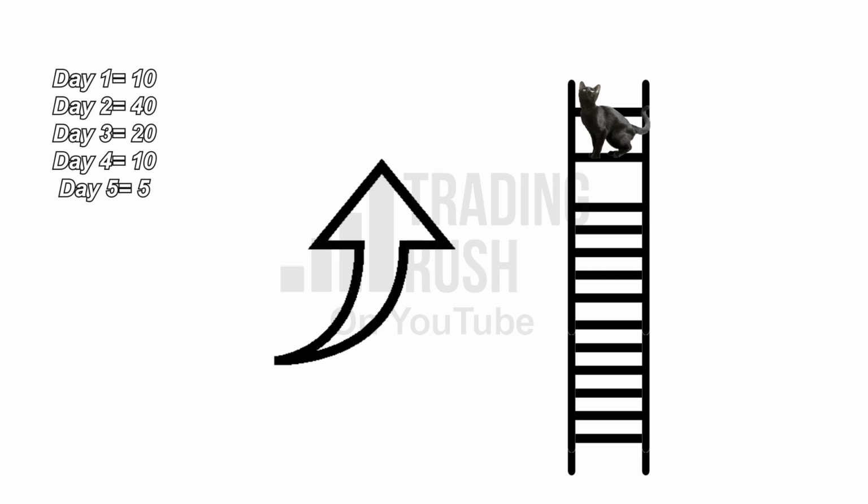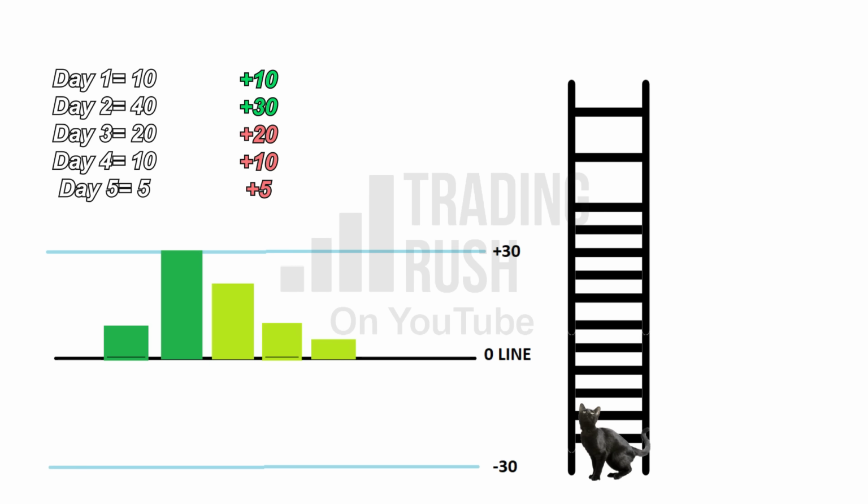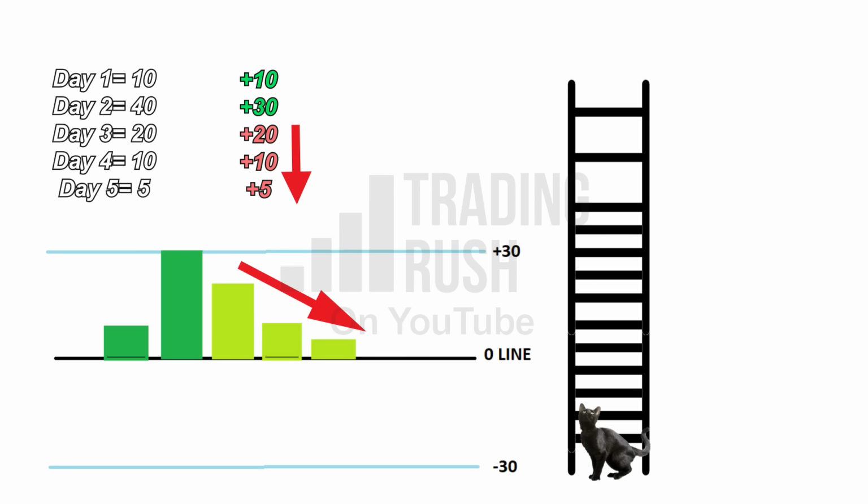Now anyone can tell that the cat is climbing upwards. But if you look closely, you can tell that the cat is losing its strength day by day. The cat is getting tired. And finally decides to climb back down. If you plot the strength of the cat using a histogram, you will see it looks very similar to that of a stock or a forex pair. In our cat example, you can see how the strength of the cat is decreasing day by day.